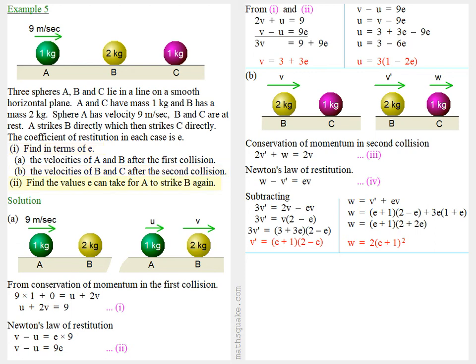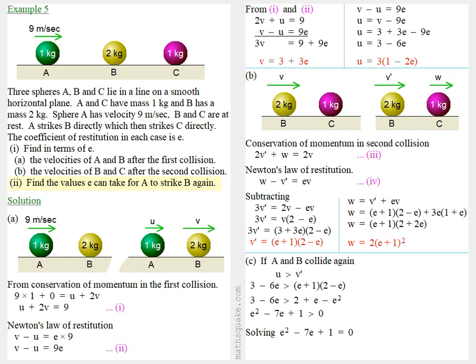Now in part 2 we're asked, find the values e can take for A and B to strike again. Now, if A and B collide again, then u must be greater than v dash. That is, 3 minus 6e must be greater than e plus 1 into 2 minus e. So 3 minus 6e must be greater than, expanding the brackets, 2 plus e minus e squared, which can be simplified to e squared minus 7e plus 1 is greater than 0.